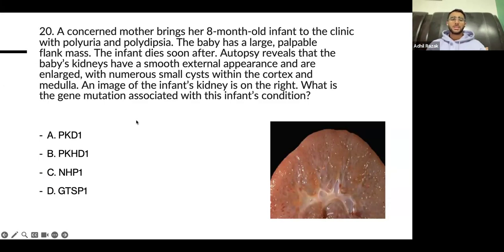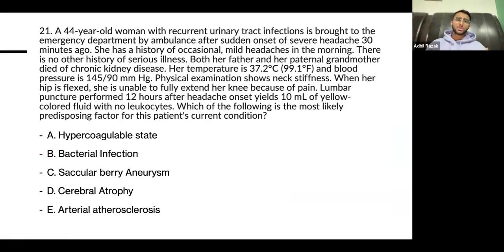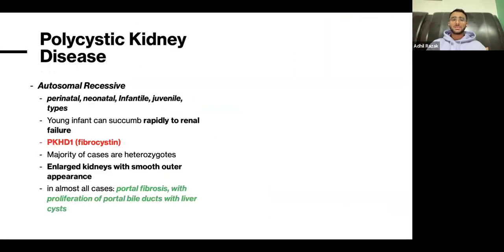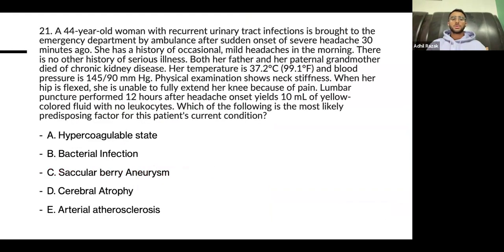It is polycystic kidney disease, and the answer is B, PKHD1. That is the gene most associated with autosomal recessive polycystic kidney disease. Before we go into the explanation, let's see a question. I kind of spoiled the answer. I should have put that slide before it. But anyways, we'll go through the explanation again.